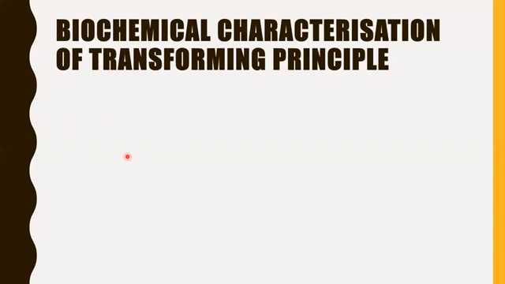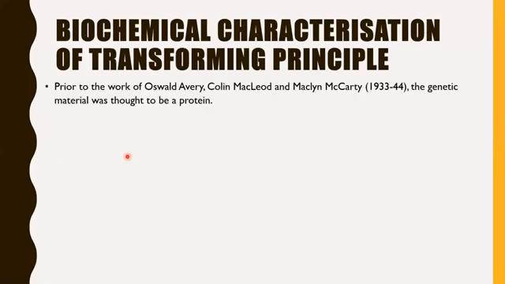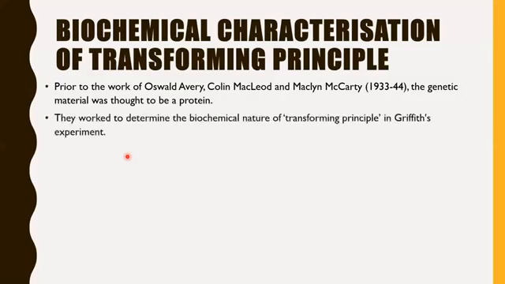The biochemical characterization of transforming principle. So this is a continuation of Griffith's experiment, nothing but the second experiment, that is Avery's experiment. Prior to the work of Oswald Avery, Colin MacLeod, and Maclyn McCarty, the genetic material was thought to be a protein. These three scientists worked to determine the biochemical nature of the transforming principle in Griffith's experiment.